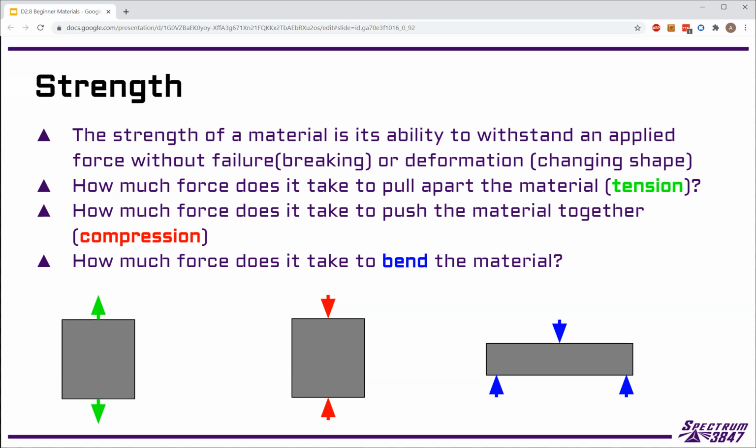And so that pulling apart force is called tension. The tensile strength of the material is how strong it is in resisting being ripped apart if you're pulling at two different ends.